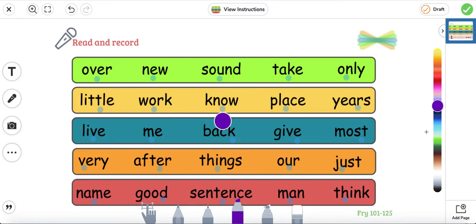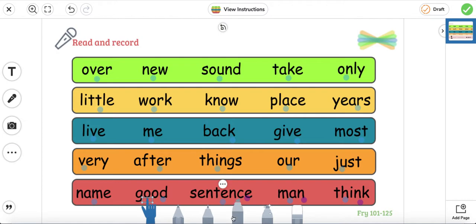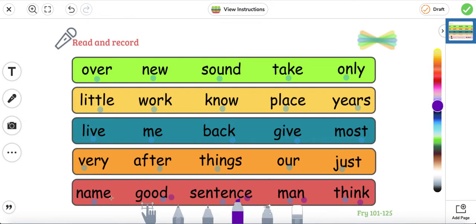We're going to do it one more time, but this time we're going to do it backwards, starting from the end, and we're going to work our way up. Think, man, sentence, good. Name, just, hour, things, after, very, most, give, back, me, live, years, place, no, work, little, only, take, sound, new, over.